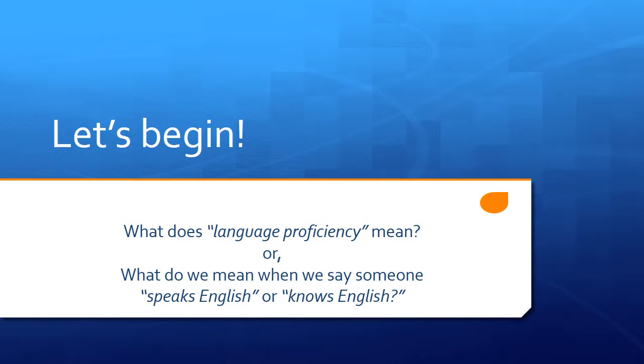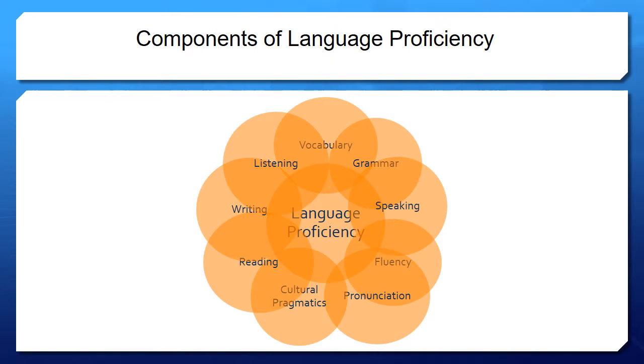And I'll begin with a question, and that is, what does language proficiency mean? Or in everyday terms, what do we mean when we say someone speaks English well, or knows English, or doesn't know much English? It sounds so simple, but in fact, it's actually a fairly complex concept. And one of the reasons this concept of language proficiency is so complicated is that language proficiency is not just a single skill. Rather, it's a complex of overlapping, mutually reinforcing skills. And as language teachers, we need to be aware of all of these.